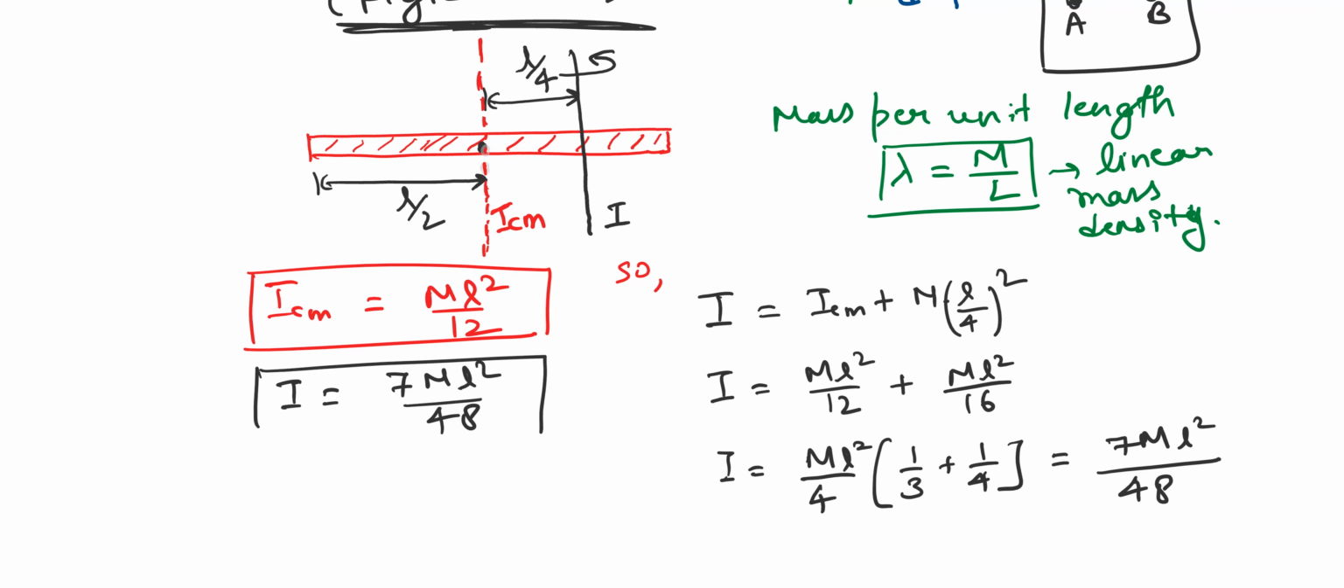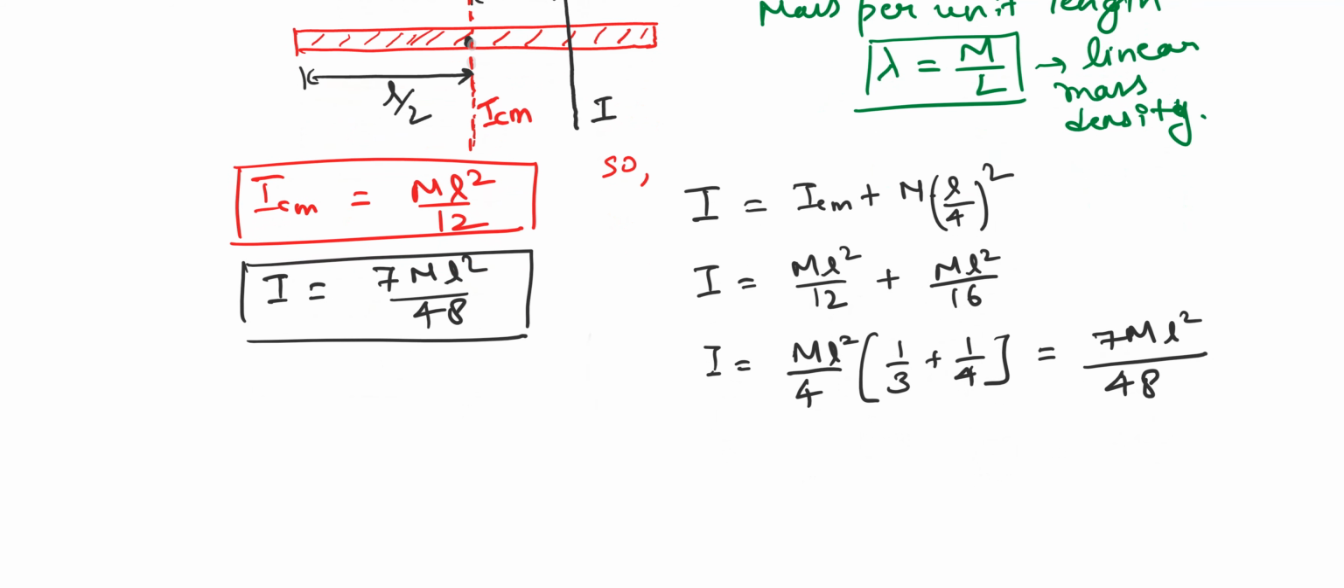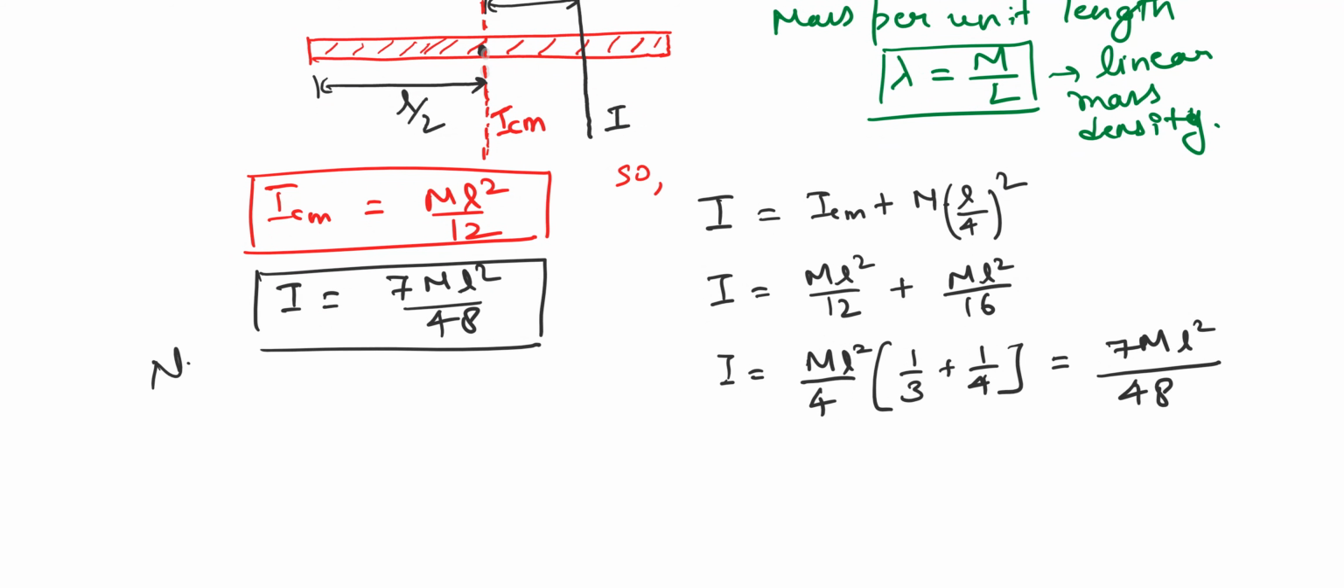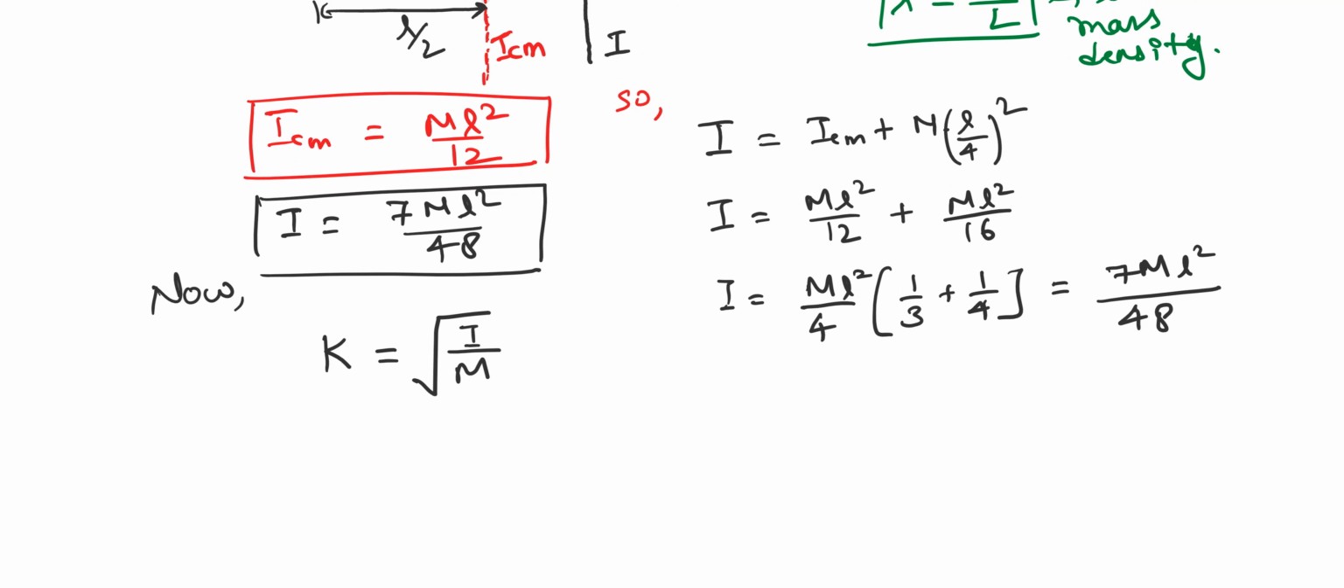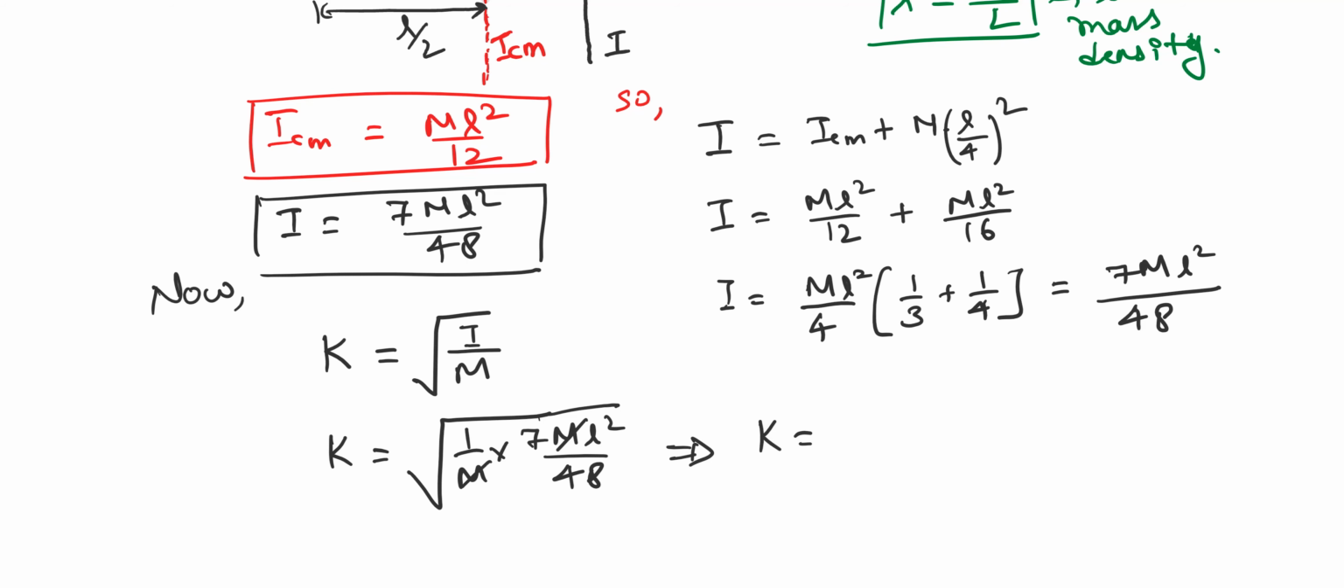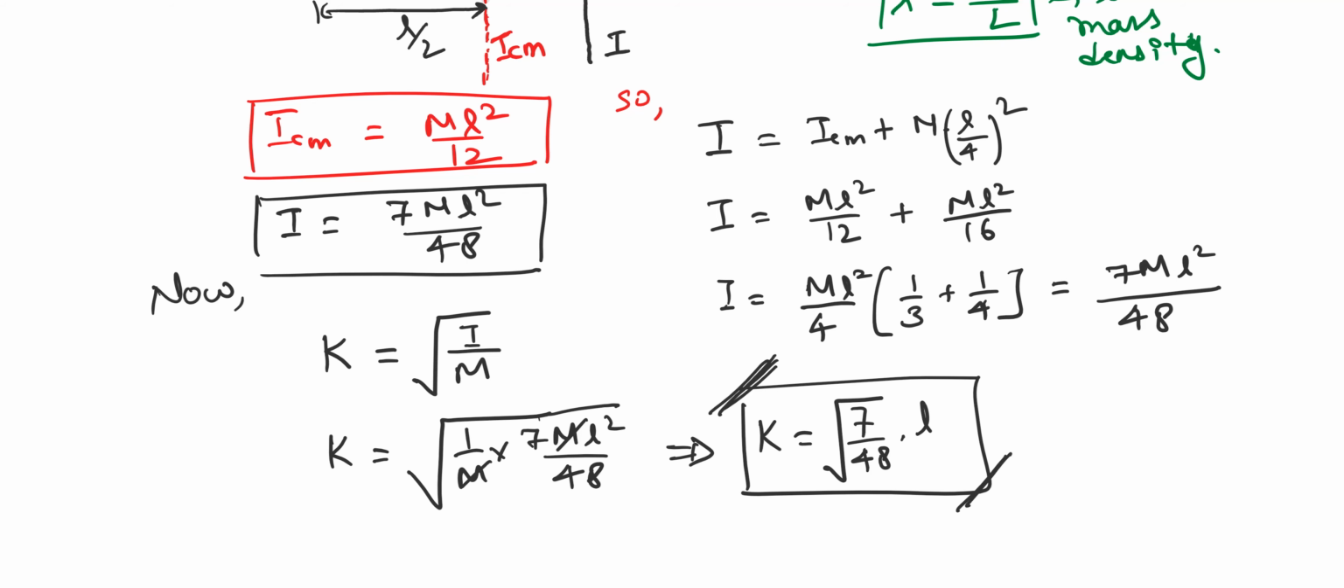Now this is your moment of inertia, not the radius of gyration. You have to find the radius of gyration now. Okay, the radius of gyration is represented by k. K is given as root of I by m. So k is equal to root of 1 by m into I. I is 7 ml square by 48. M and m will get cancelled. This implies that we'll have k as root of 7 by 48 into L. This is your radius of gyration, and this would be your answer for the problem.